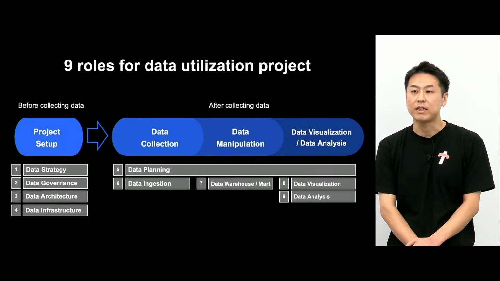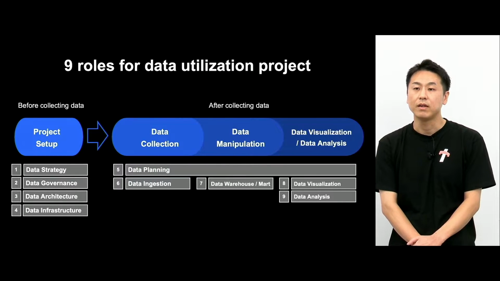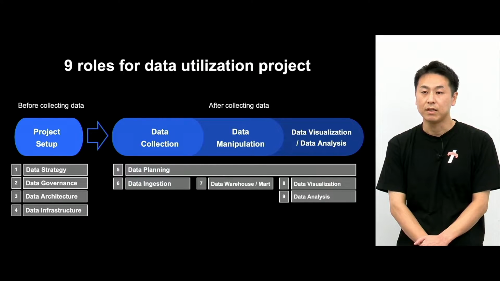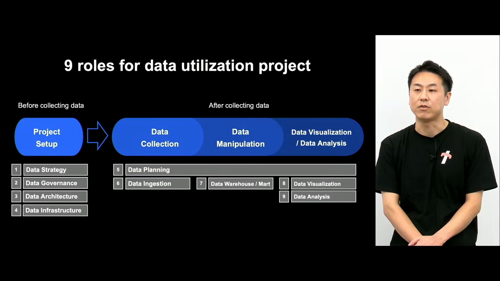So here is the quick summary. As part of the roles in the framework of the project, data strategy, data governance, data architecture, and data infrastructure are defined. All these four are needed before the data collection starts, especially data strategy and data governance, with the roles specifically and clearly defined. Otherwise, we will miss the direction that the project would be heading to.